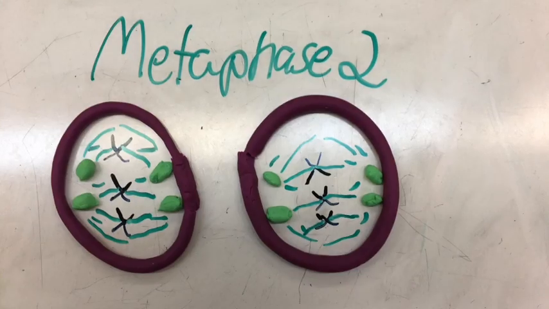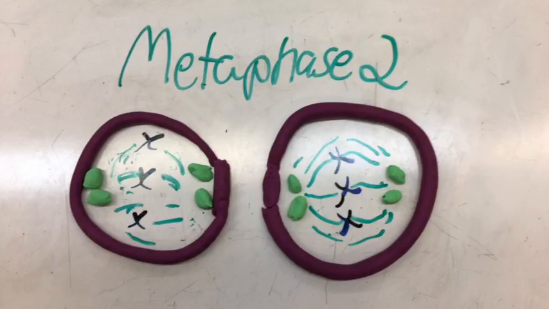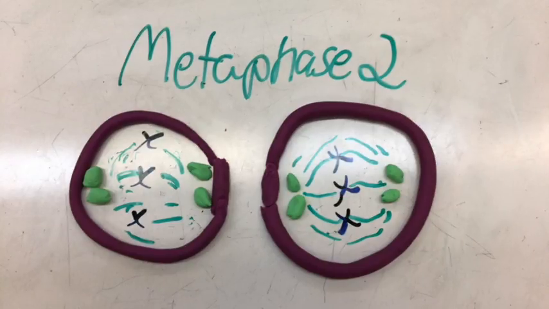Now we move on to metaphase 2. In metaphase 2, the centromeres of the paired chromatids line up across the equatorial plates of each cell. The difference between this and metaphase 1 is that pairs of chromosomes are aligned in metaphase 1, while pairs of chromatids are aligned in metaphase 2.